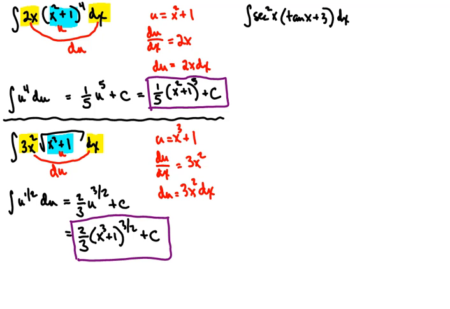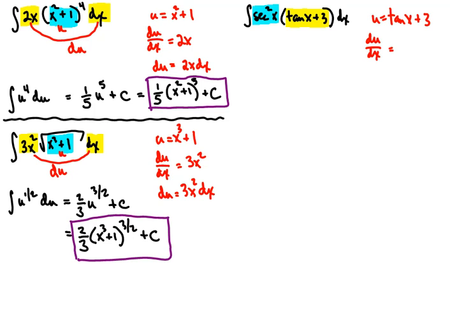But you're going to look for one of the factors here whose derivative is the other one. And so we know that the derivative of tangent is secant squared, and the derivative of tangent x plus 3 is still going to be secant squared of x. So tangent x plus 3 has a derivative of secant squared of x, and that's going to help us identify tan x plus 3 as u.